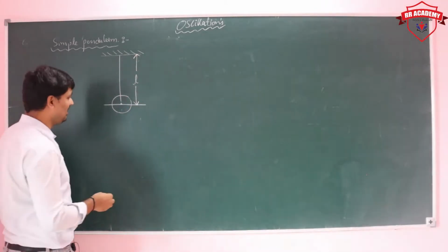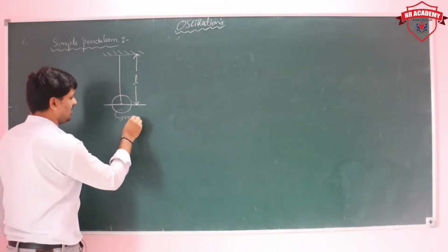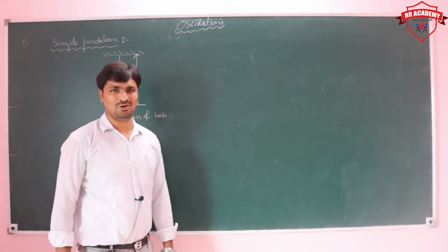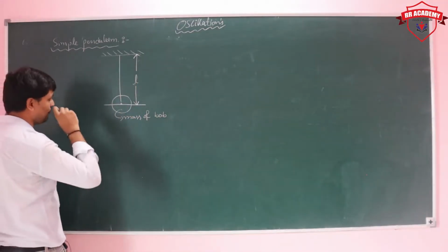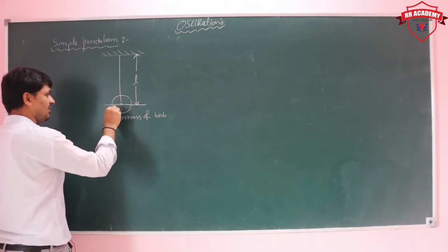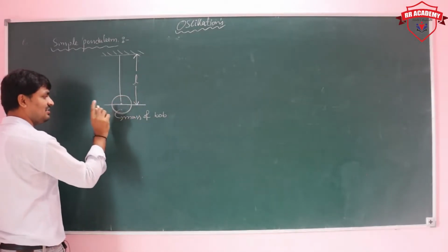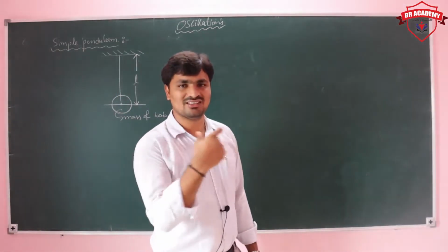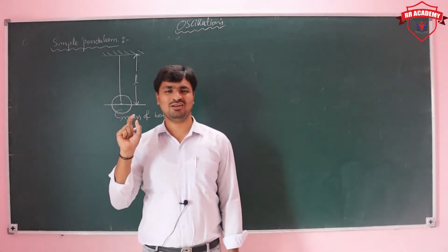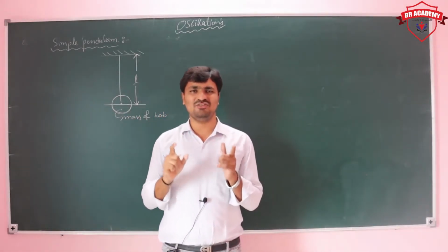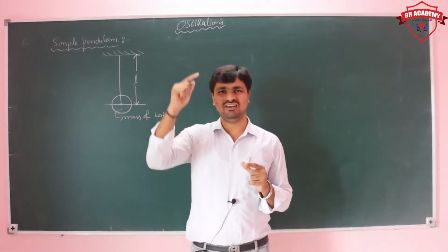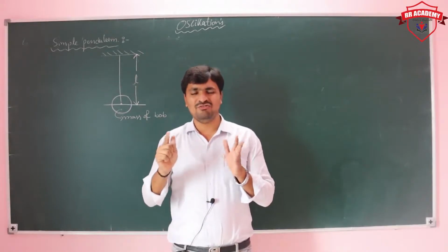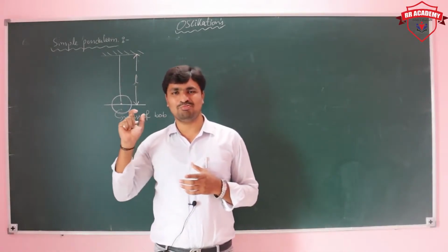Length of the pendulum is L, and this is the mass of the bob. The radius of the bob is negligible, and it is oscillating about the rigid point. A simple pendulum consists of a bob of mass m attached to a string of length L and suspended from a rigid support, which is simply named a simple pendulum.